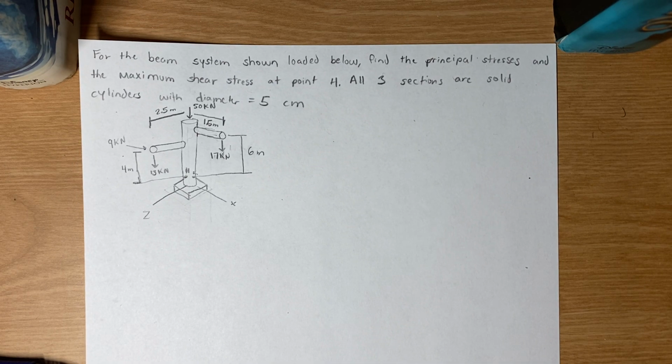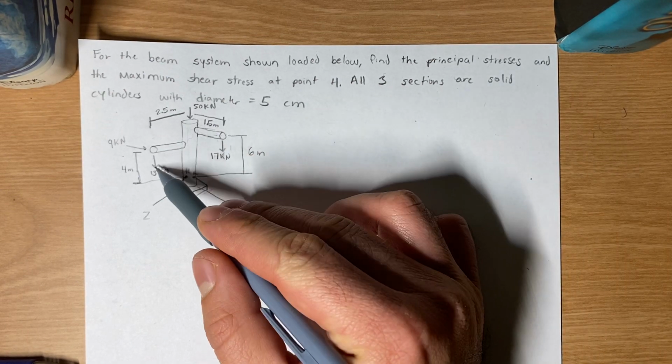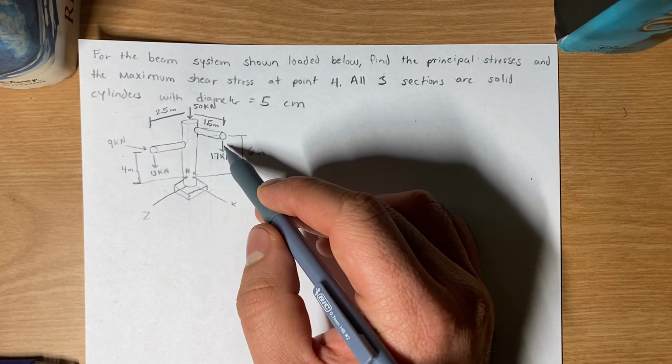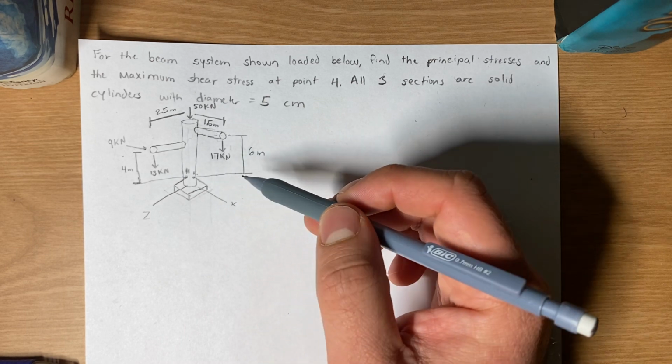For the beam system shown loaded below, find the principal stresses and max shear stresses at point H. All three sections are solid cylinders with a diameter of 5 centimeters. What we want to do is combine all of our load forces into one single reaction force and reaction moment. All of these forces create a reaction to each one, so we want to simplify it into one.